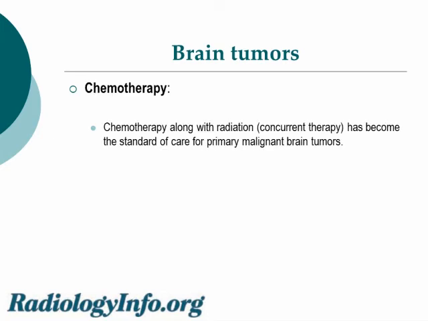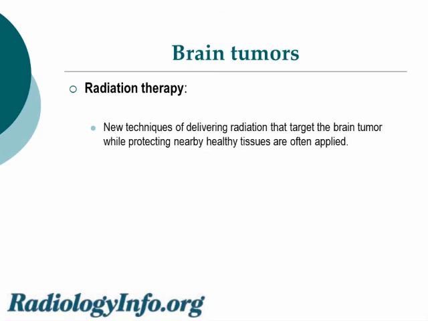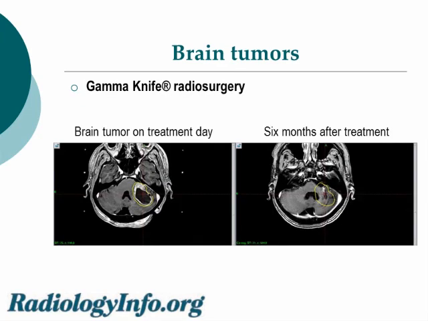Chemotherapy is sometimes used and is often used in aggressive brain tumors in adults with radiation therapy, and concurrent therapy has become the standard of care for primary brain malignant tumors. Radiation therapy is also used, and new techniques of delivering radiation that target the brain tumor while protecting nearby healthy tissues are often applied.